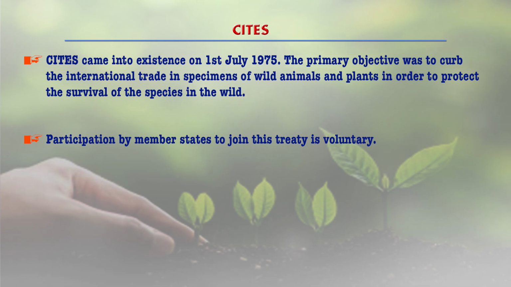Now, again, participation by member states to join this treaty is voluntary, but once they join, they have to take certain steps as prescribed in the treaty. These nations which have come together and are bound by the convention are known as parties. The convention is legally binding on parties, but does not replace existing national laws. This is very important. Though it is legally binding, it does not take the place of national laws. It only provides broad guidelines, and nations must design their own domestic laws to implement CITES.